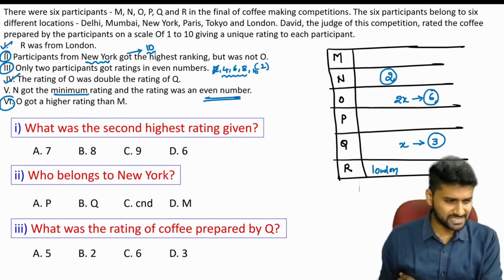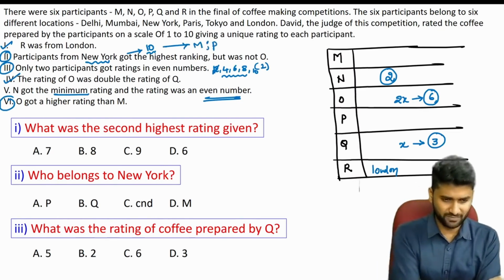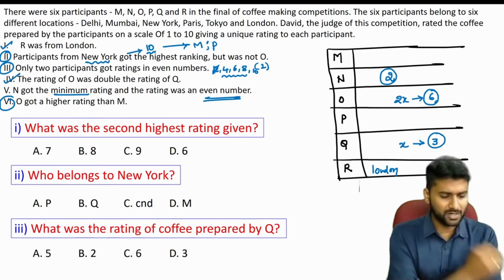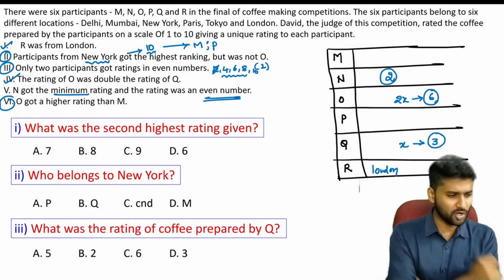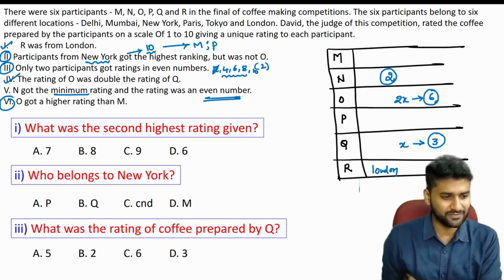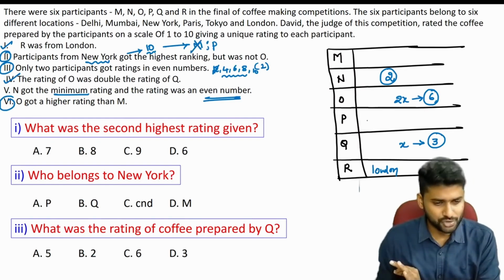Now, you already know that. See, we can say that. So, that person is either M or P. So, that is the only possibility we have. Why? Because for the remaining persons we know either city or rank. Now here M or P, how can we conclude it? We already know from the last point that O got higher than M. O got a better rank than M. So definitely M is not the highest one. So we can say that P is from New York.